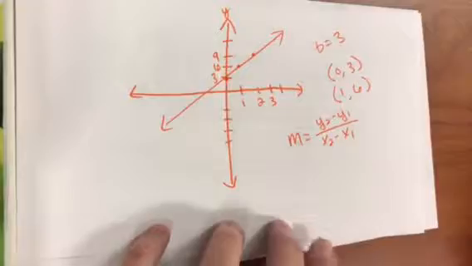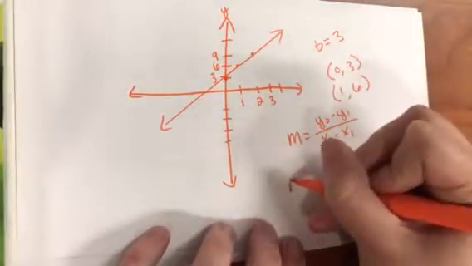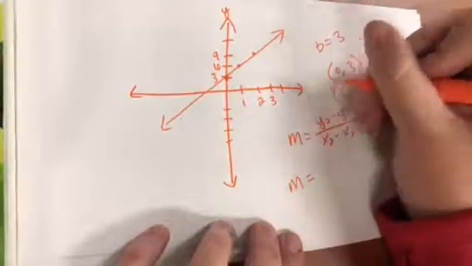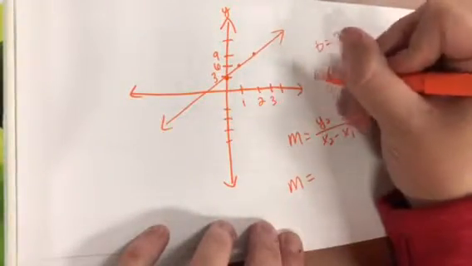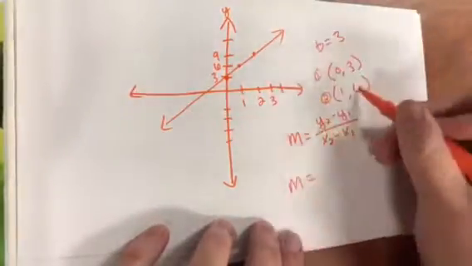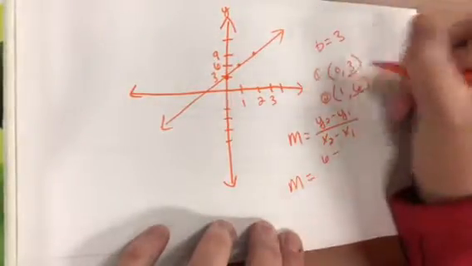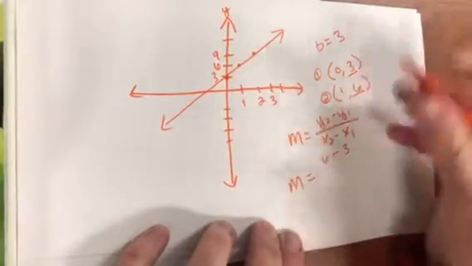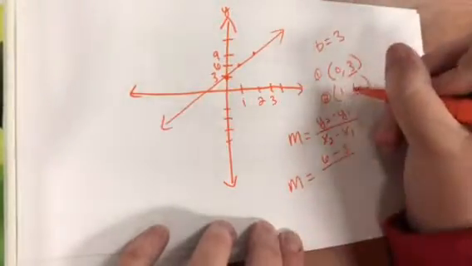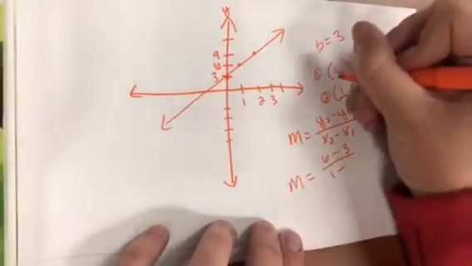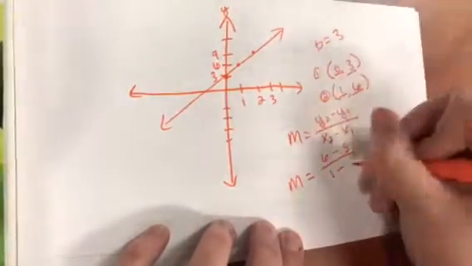This is what we did on Friday, and a lot of you guys panicked. Take a deep breath in and release. So this is going to be my 1 and 2. y2 would be 6 minus y1, which is 3, over my x2, which is 1, minus my x1, which is 0.